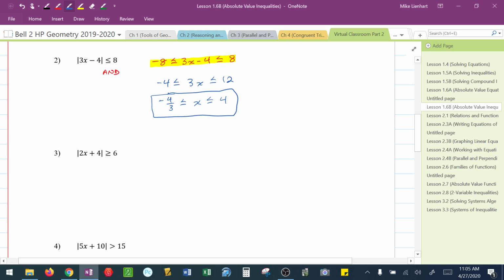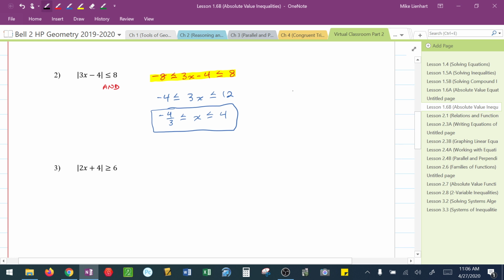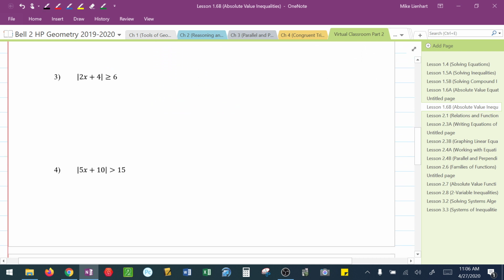Okay? So the next thing that I need to do is take this inequality and graph it. When I graph it, I know I'm at -4/3 here. I'm at +4 over here. I have a closed circle because it's a less than or equal to. Closed circle because it's a less than or equal to. And I know that this symbolizes shading in between. All right? Take a look at example number 3 here.